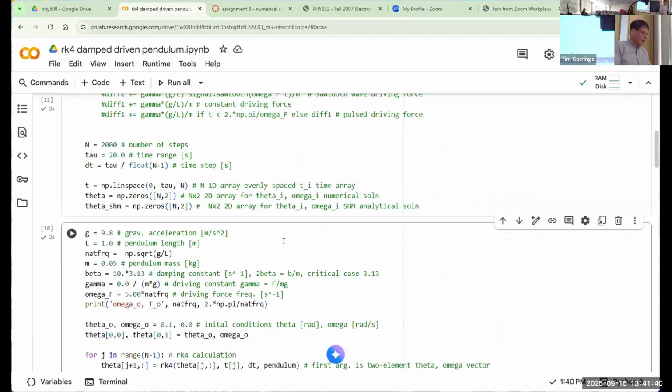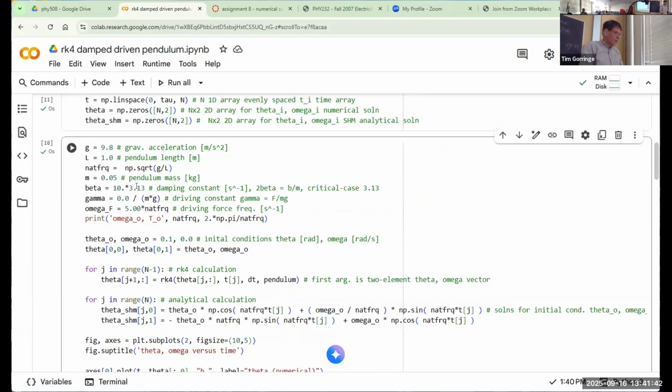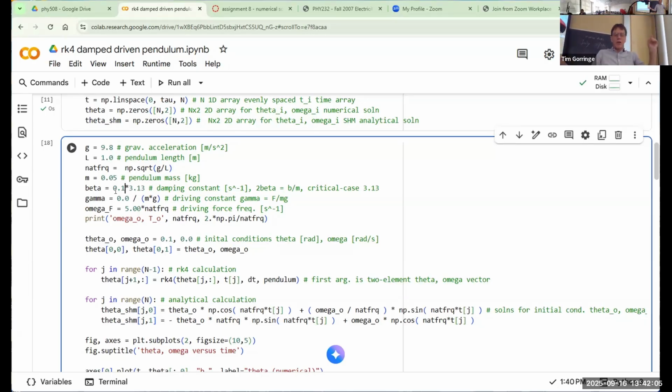Okay, let's switch on a driving force. I think I'm going to put this back to the underdamping case, 0.1. The reason I'm doing that is if I introduce a driving force, I'm going to be inputting energy. If I just input energy and don't have any way of dissipating energy, the oscillations are just going to grow and grow and grow.